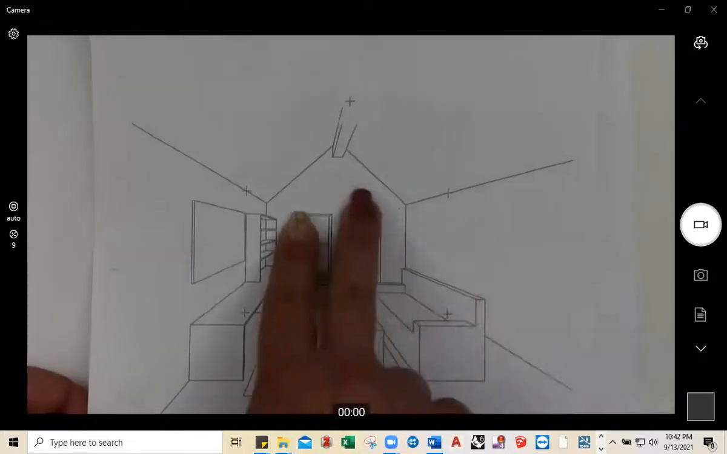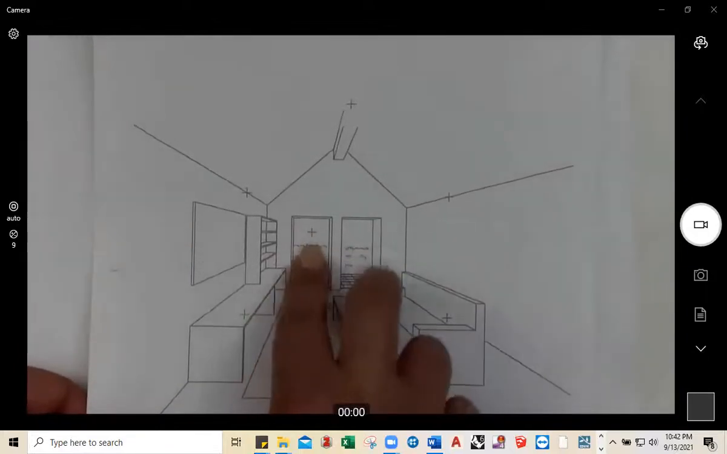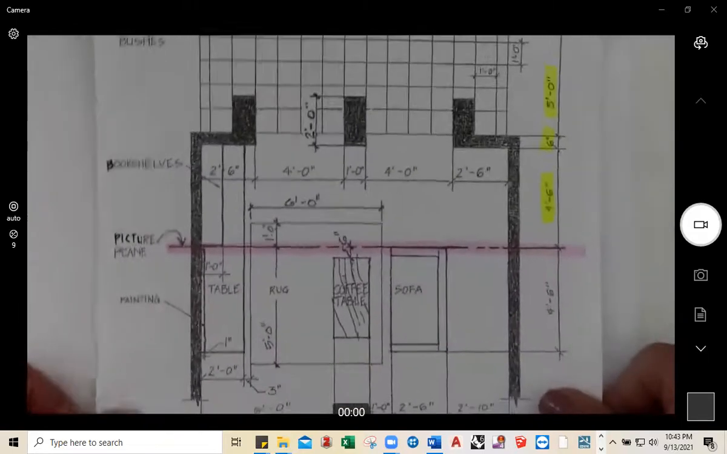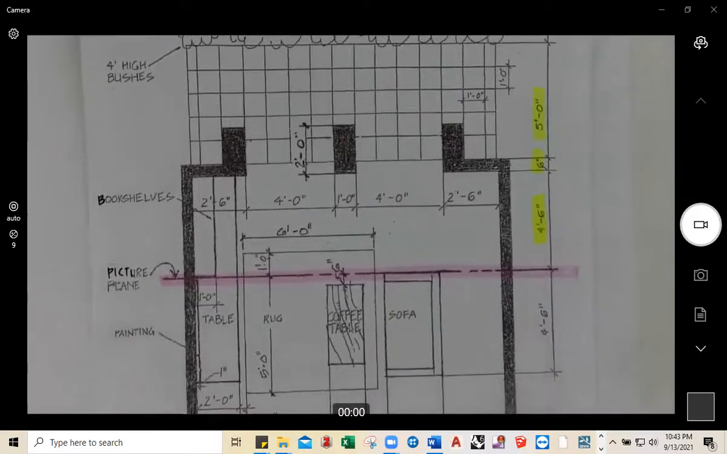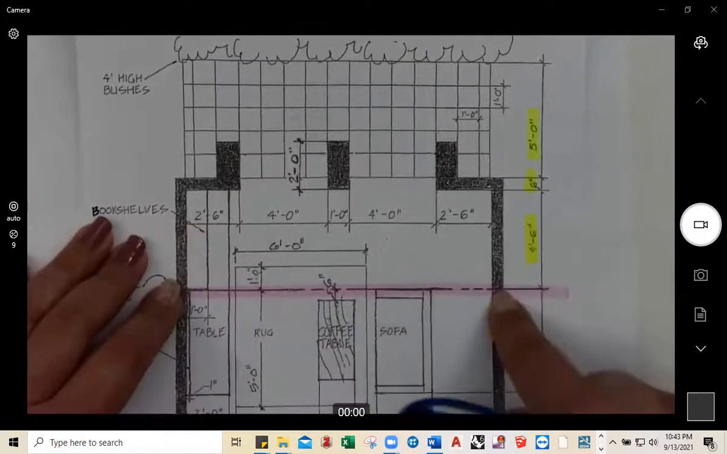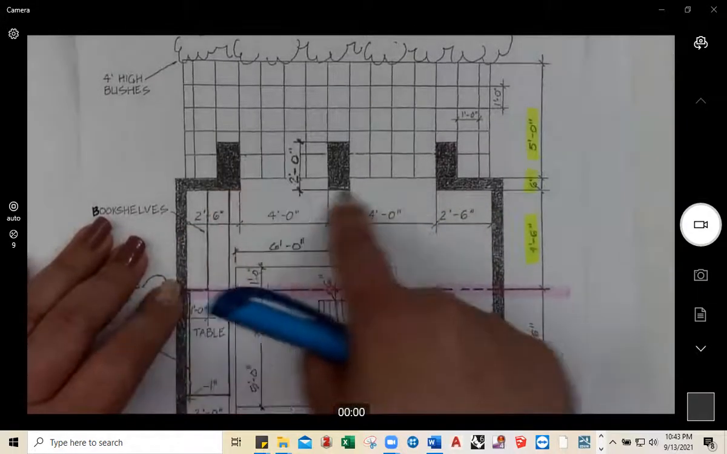We're going to work on the portals, then the tiles in the back, and then the bushes. To do that, we need to understand where these openings are and what the height of these openings are. So let me grab another highlighter here. All right. We know that they're 4 feet 6 from the picture plane. That's where the openings begin.